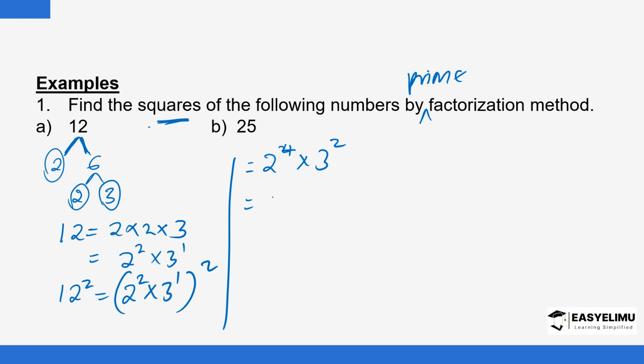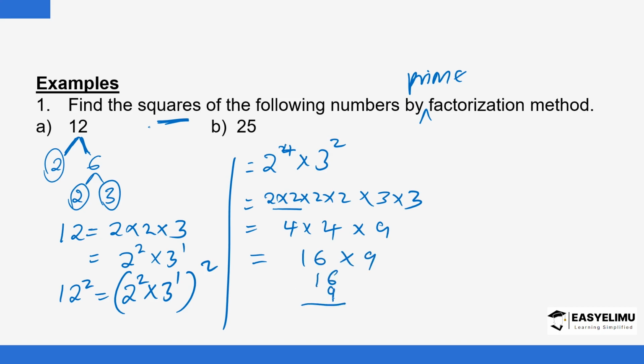So 2 by 2 is 4 and 1 by 2 is 2. That is going to be 2 by 2 by 2 by 2, 2 multiplied by itself 4 times, by 3 by 3. So 2 by 2 is 4, 2 by 2 is again 4, and 3 by 3 is 9. So this is going to be 16 by 9. So we have 16 multiplied by 9. 9 by 6 is 54, 4 carry 5. 9 by 1 is 9 plus 5 is 14. So 144. It means 12 squared is equal to 144.